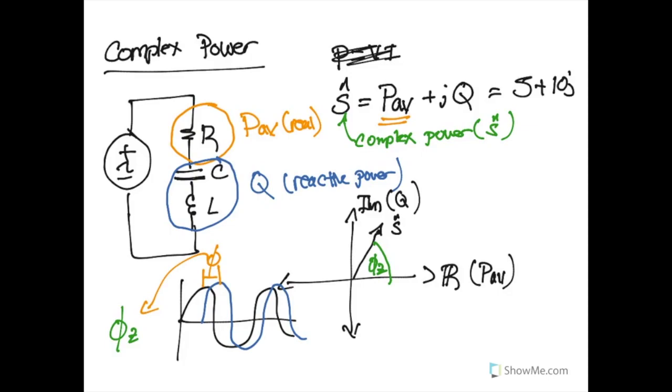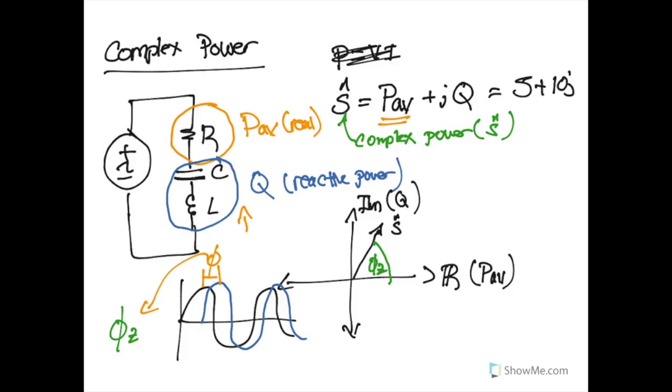So one way to think about it is that the more the voltage and the current are out of phase, the more reactive power there is. And that makes sense because it's all of these inductors and capacitors that make our voltage and current waves get out of phase. So the more out of phase they are, the more reactive power there is in the circuit.